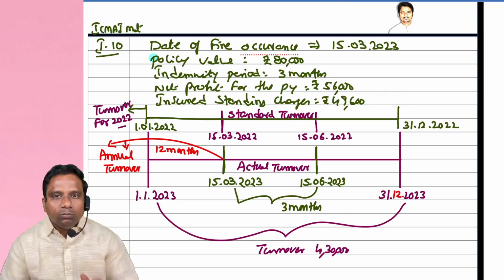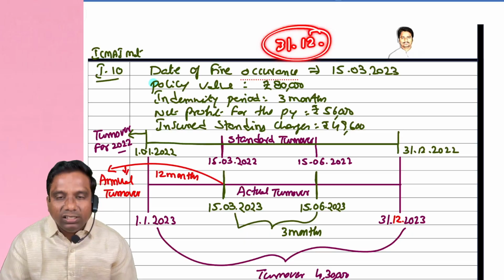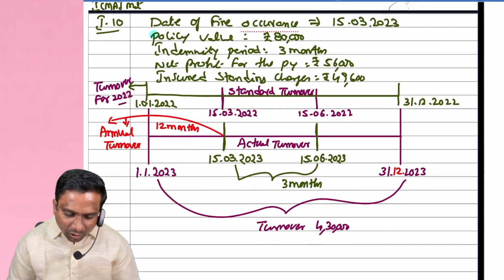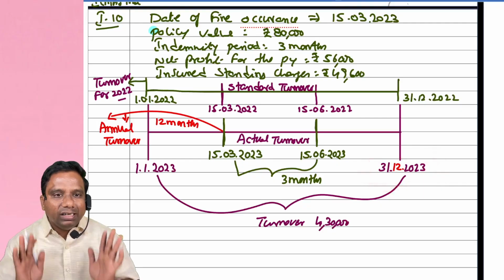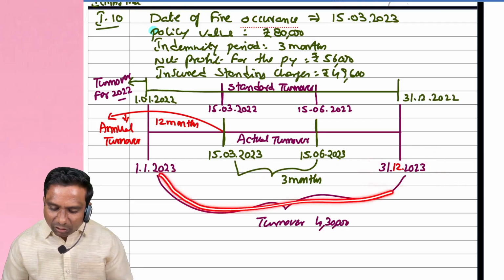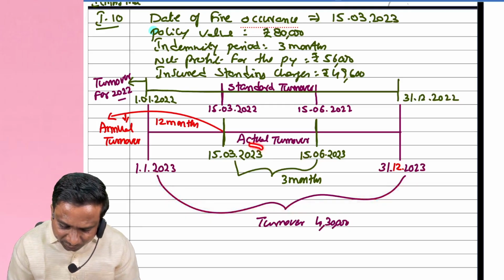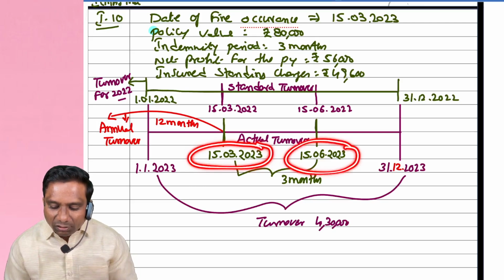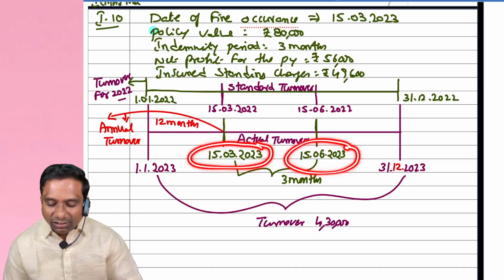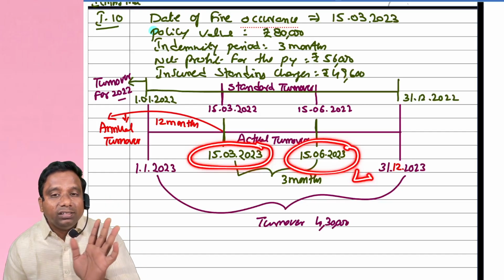So if you draw the column, what is the current year? They are closing books of accounts on 31st December every year, meaning they follow the calendar year. Yes, sir. So the current year is 1/1/2023 to 31/12/2023. This is our current year. And this is our turnover, total turnover from 1/1/2023 to 31/3/2023. Next, here they have given the date of fire, 15/3/2023. And what is our restoration period? 15/6/2023. This date is not given in the problem, sir? Yes, but they said 3 months is the indemnity period. That's why we have taken 3 months.